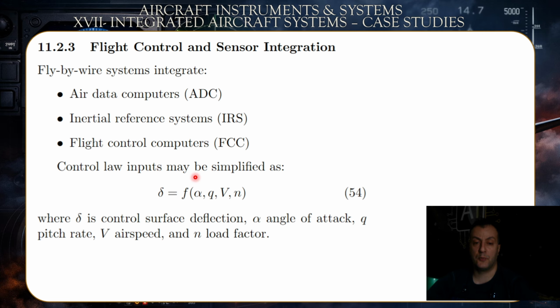Control law inputs may be simplified as δ = f(α, q, V, n), where δ is the control surface deflection, α is the angle of attack, q is the pitch rate, V is the airspeed, and n is the load factor. So the deflection of the control surface is a function of the angle of attack of the air, which resists that deflection, q, which would be the pitch rate, V is the airspeed of the airflow, and n is the load factor.